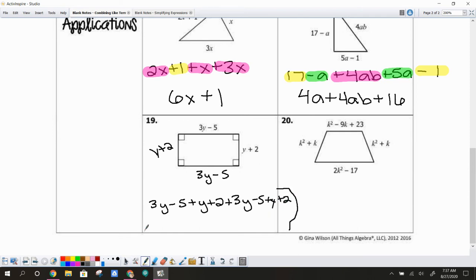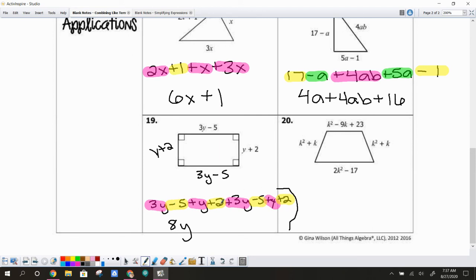Okay, so I'm going to go ahead and highlight all of my y terms. So I have a y term, a y term, a y term, and a y term. And then I'm going to highlight all of my constants, constant, constant, constant, constant. And then I can go ahead and combine. So I have 3 plus 1 plus 3 plus 1. That's 8.